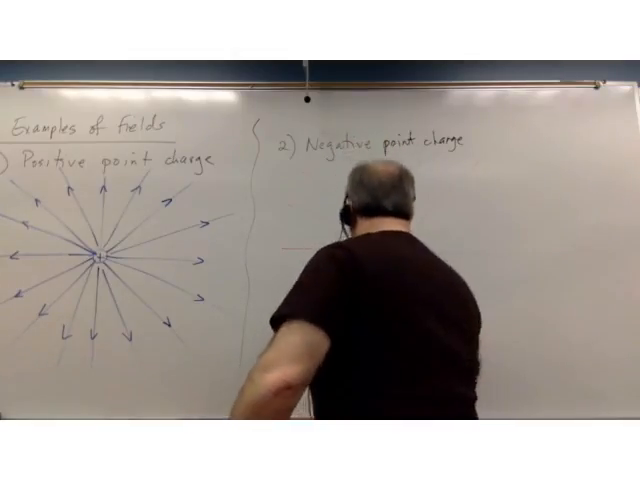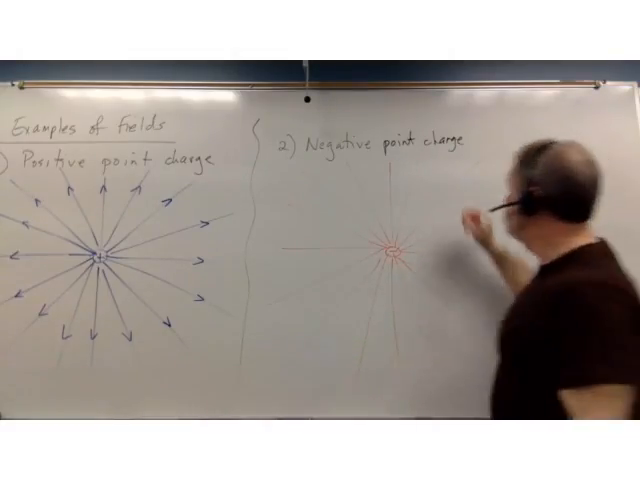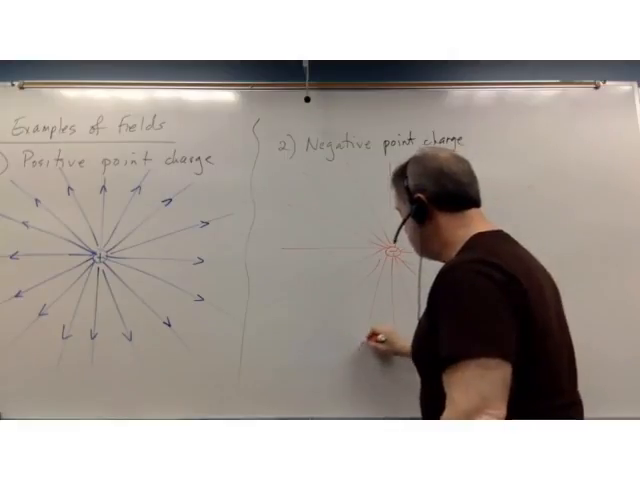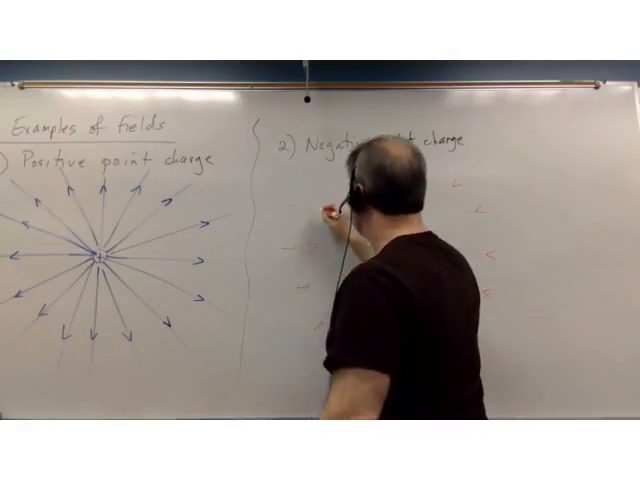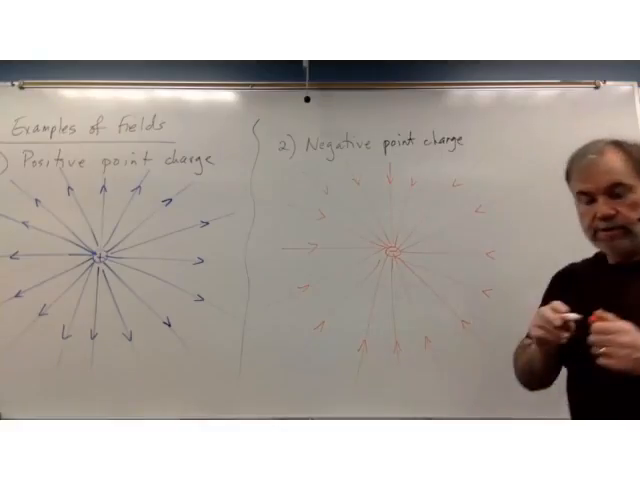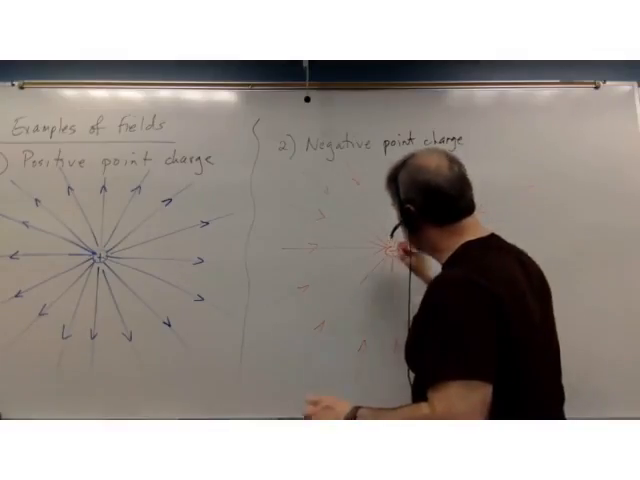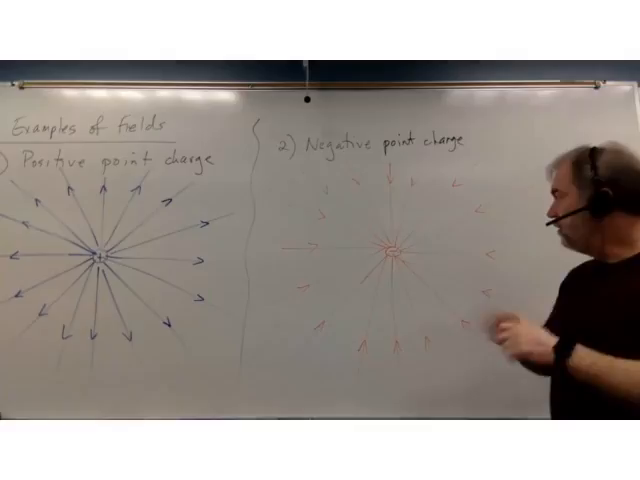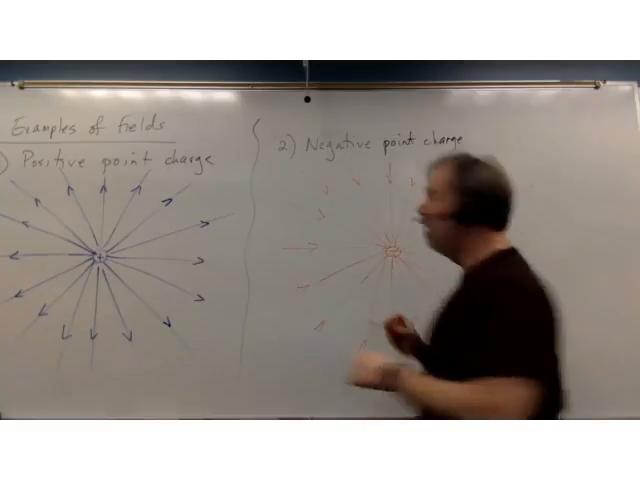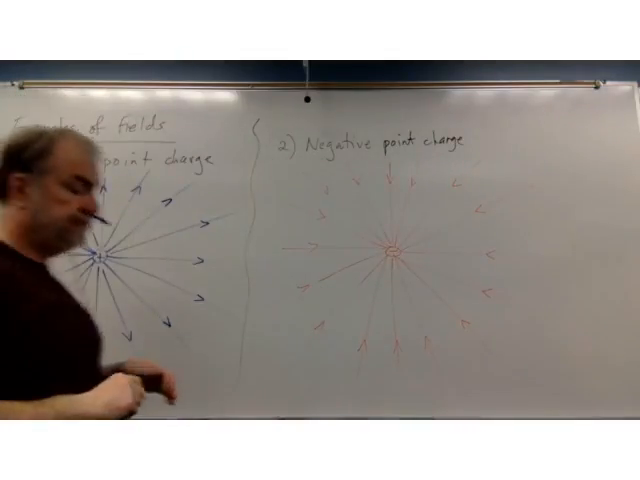And the answer is the electric field of a negative point charge looks exactly the same as the field of a positive point charge, except it points in the opposite direction. Again, there's meaning and importance to the direction that these things point. And I'm getting a little sloppy here. These electric field lines should all terminate on the charge itself, on the source charge. All right, so there's that.